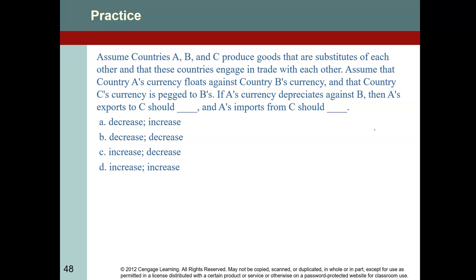Okay, let's look at another practice problem here. Assume countries A, B, and C produce goods that are substitutes of each other, and that these countries engage in trade with each other. Assume that country A's currency floats against country B's currency, and that country C's currency is pegged to B's. If A's currency depreciates against B, then A's exports to C should, and A's imports from C should.